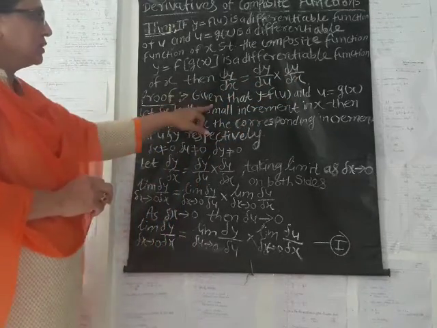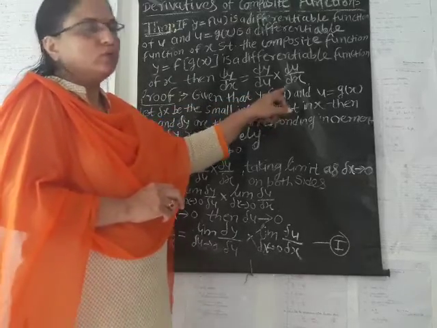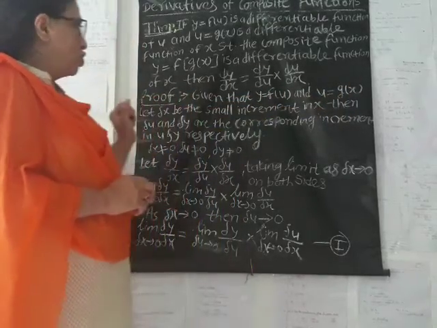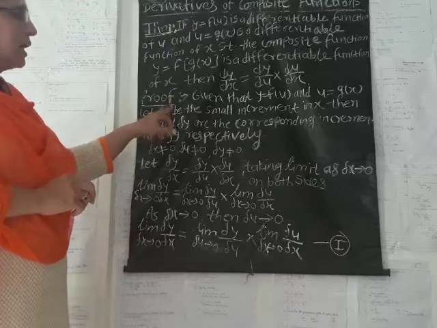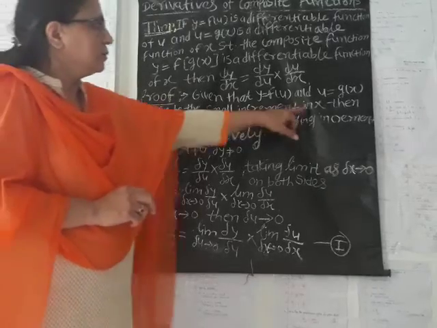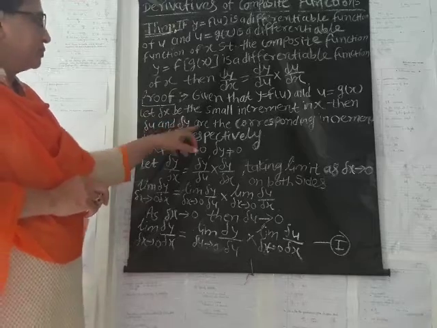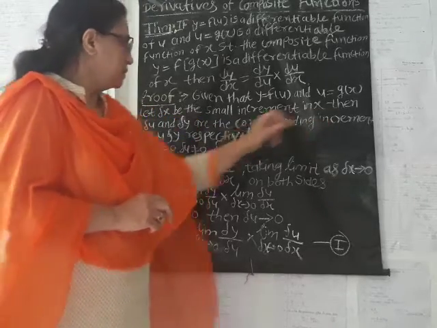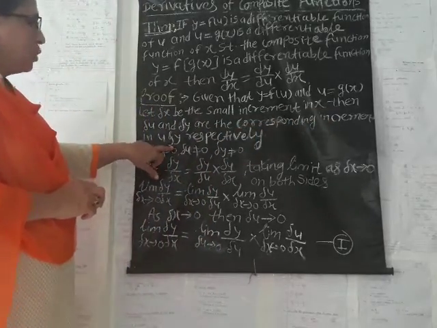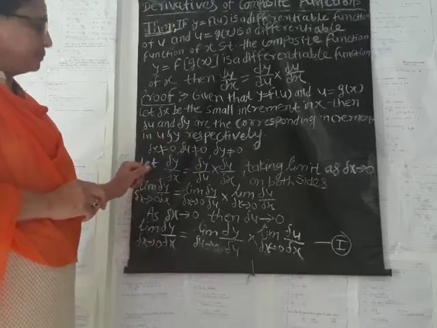Proof: given that y equals f of u and u equals g of x, let delta x be a small increment in x. Then delta u and delta y are the corresponding increments in u and y respectively.